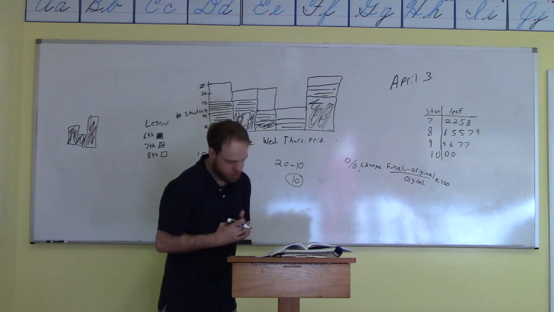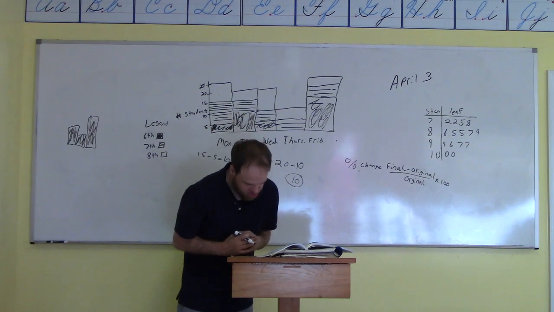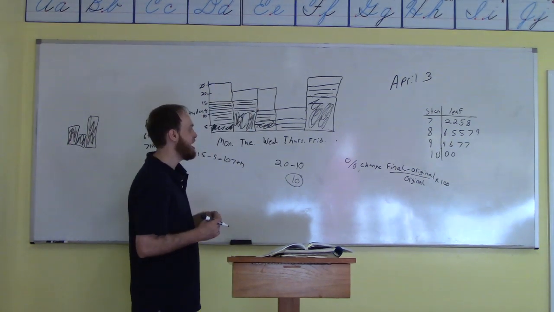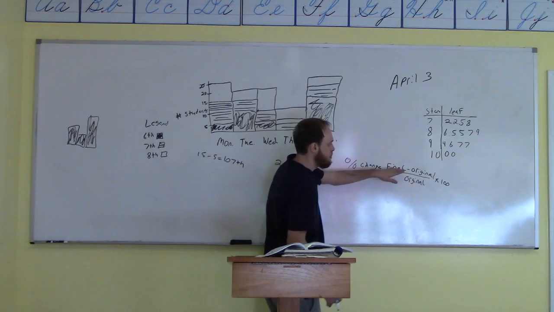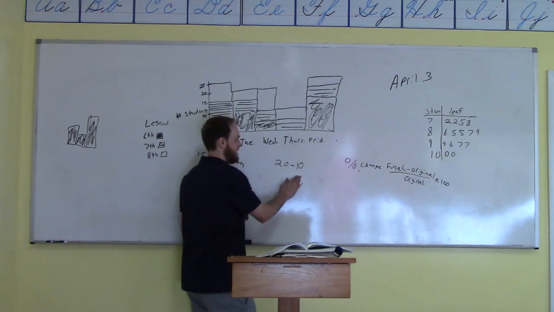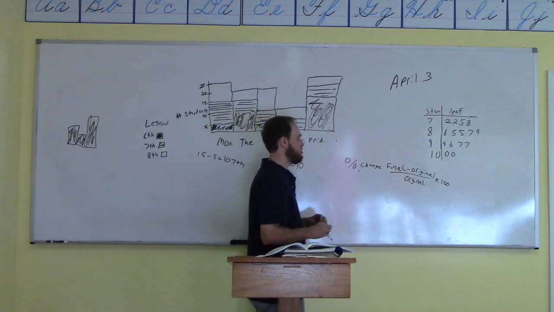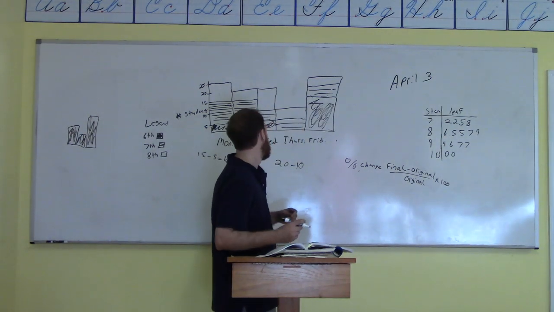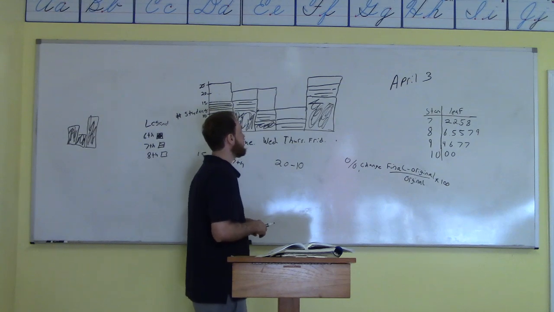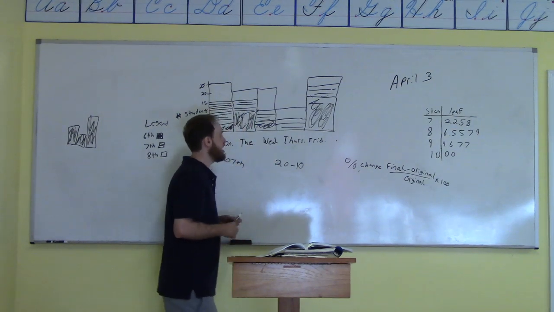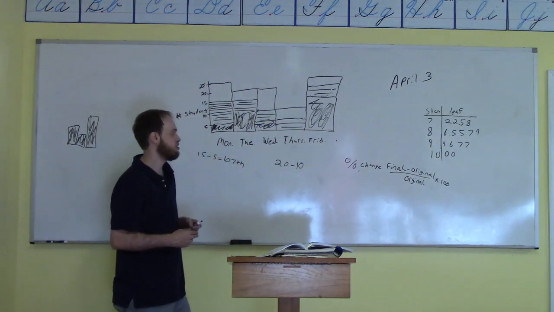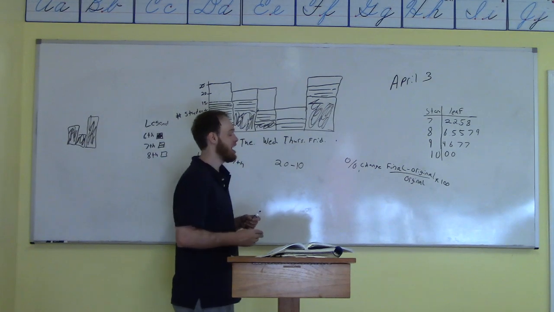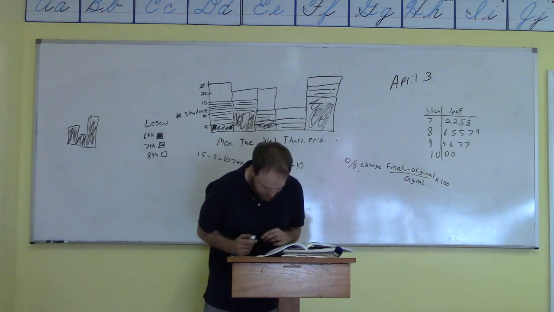Now, another option you have here is percent of change. Percent of change is always the final minus the original, divided by the original, times 100. So if I wanted to know the difference from, say, Wednesday to Thursday, I'm going to do the final minus the original, divided by the original, times 100.